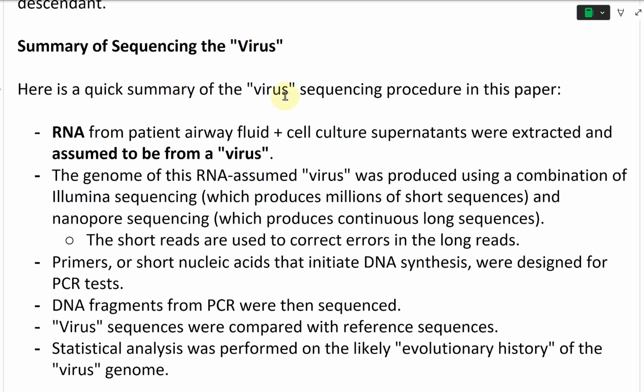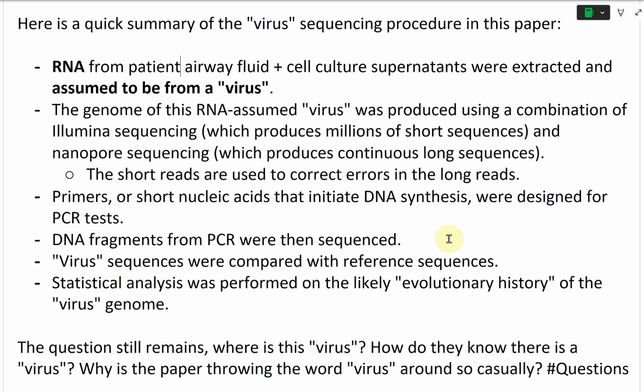So here's a quick summary of the, quote, virus sequencing procedure in this paper. RNA from patient airway fluid plus cell culture supernatants were extracted and assumed to be from a, quote, virus. The genome of this RNA assumed, quote, virus was produced using a combination of Illumina sequencing, which produces millions of short sequences, and nanopore sequencing, which produces continuous long sequences. And the short reads are used to correct errors in the long reads.